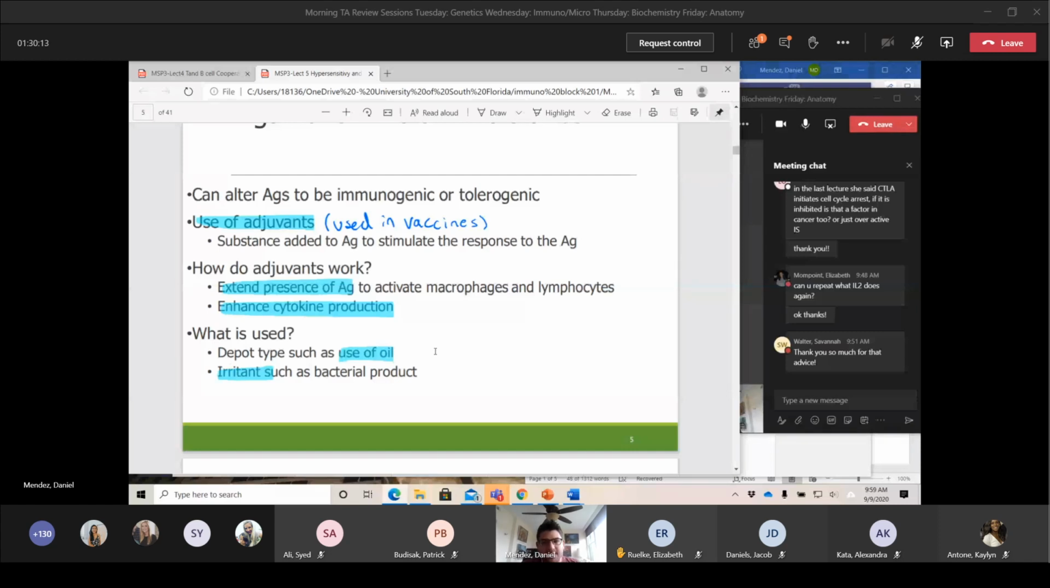So cytokines are great, but in moderation. They need to be seen in very small amounts. If we get too high of a level, we can have some really bad side effects. And you should be getting into that in the next lecture.